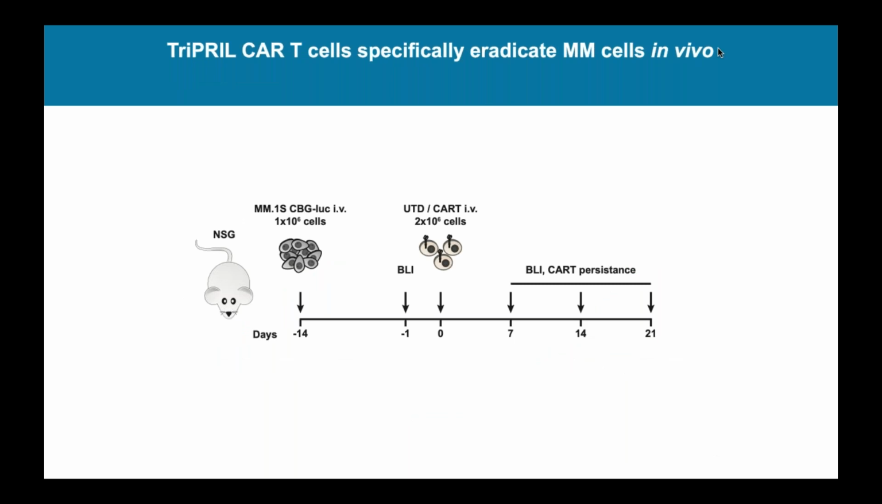So after this thorough in vitro testing, we were then interested to know how the anti-tumor efficacy of our CARs would be in an in vivo model. So we chose a xenograft mouse model of multiple myeloma in which NSG mice were intravenously injected with 1 million MM1S cells. And we then allowed the tumors to engraft over 14 days. And on day zero, mice were then injected with a single dose of 2 million either BCMA CAR, APRIL CAR, TRIPRO CAR, or UTD cells. And we then regularly monitored the mice.